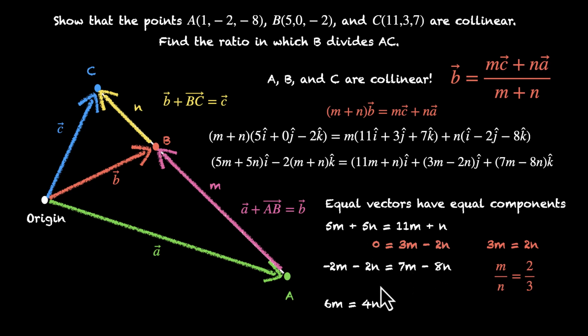Let's look at the third one as well. We have 7 plus 2, that's 9m, equals to 8 goes to this side, that's 8 minus 2, 6n. So 9m equals to 6n, or m by n equals to 6 by 9, that's again 2 by 3. So no matter which one you pick, you'll get the same ratio, m by n equals to 2 by 3. So that's the ratio in which b divides AC.